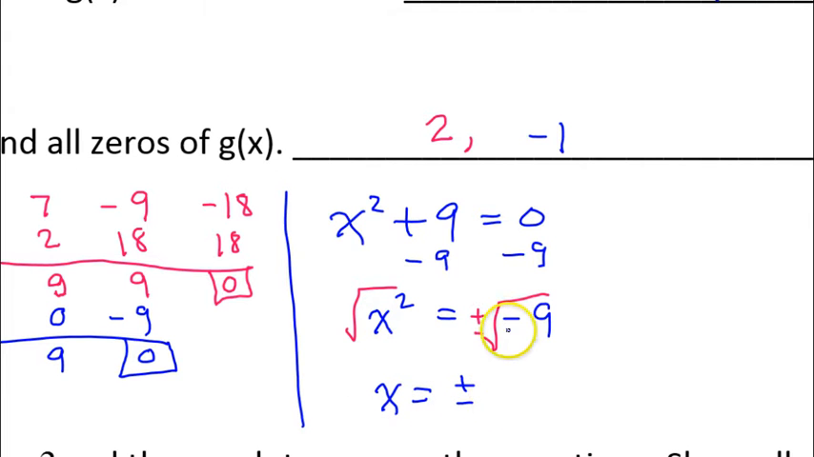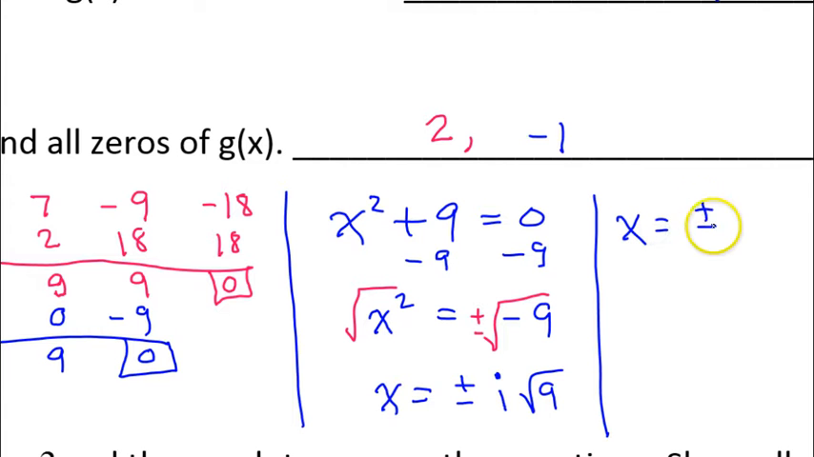When you have a negative under the radical, that becomes i. Most of you would just do this in your head. But the square root of 9 is 3, so I'm going to have 3i. You can either write plus or minus 3i, or some students like to write this separately, by writing 3i and then negative 3i. So these are the 4 zeros that we were looking for.